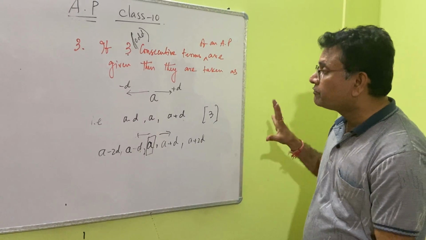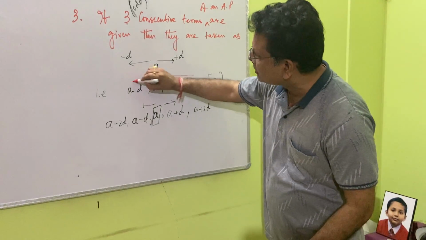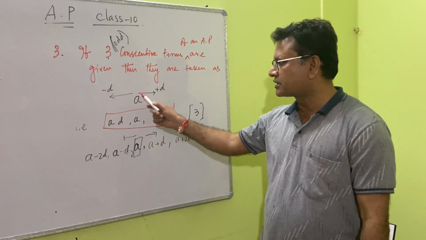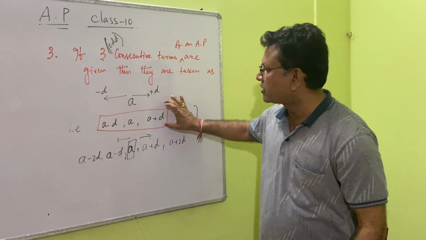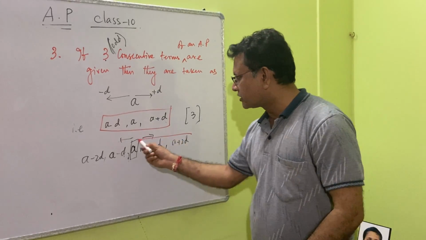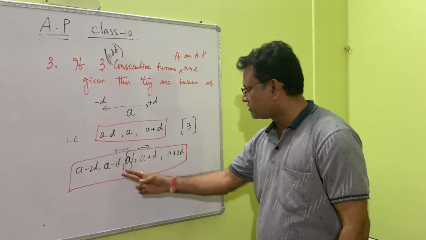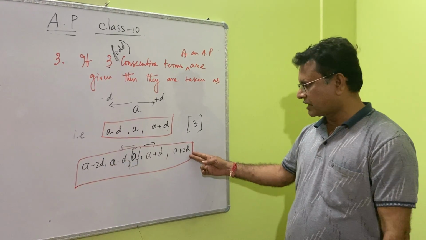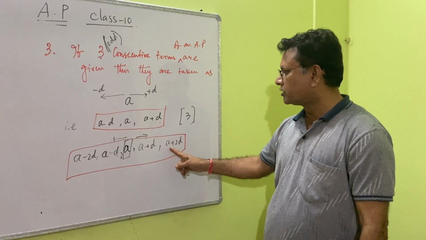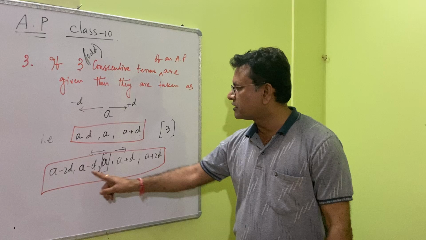So what is the beauty here? The beauty is this. If I add all these 3 numbers, you will see D gets cancelled. So the answer is 3A. Very simplified form. For the 5 terms, if I add all these numbers, again D gets cancelled. Minus D, minus 2D, plus 2D cancelled. Minus D, plus D cancelled. So what is left out? 1, 2, 3, 4, 5, 5A. So 5A is left out.